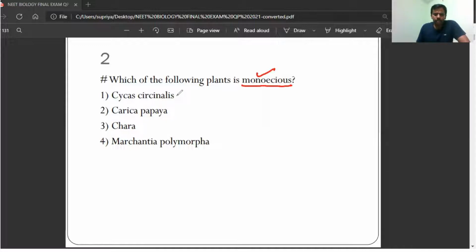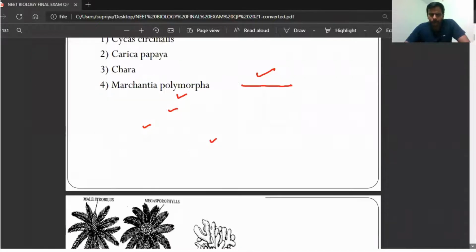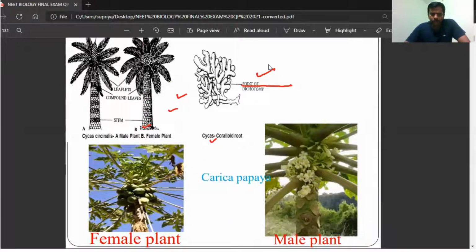Now see the options. They have given 4 options. The first is Cycas circinalis, then Carica papaya, Chara, and Marchantia polymorpha. Among these 4, you need to identify which is the monoecious plant. Before finding out the answer, we'll go and see their different types of plants.